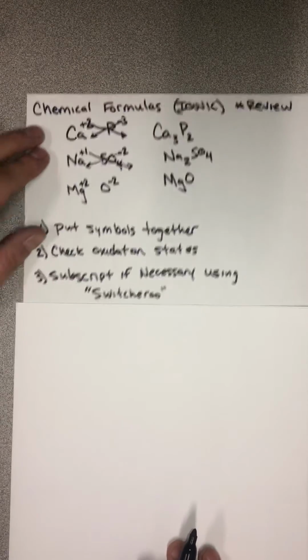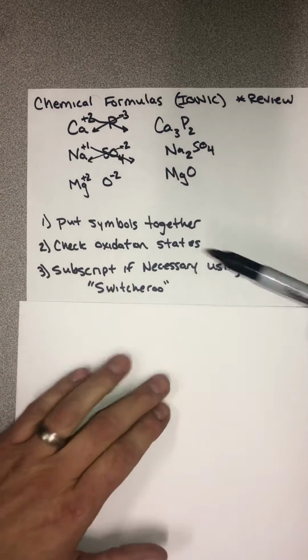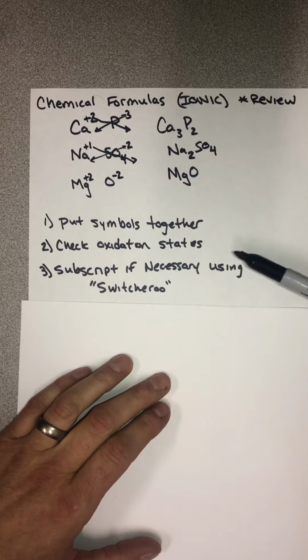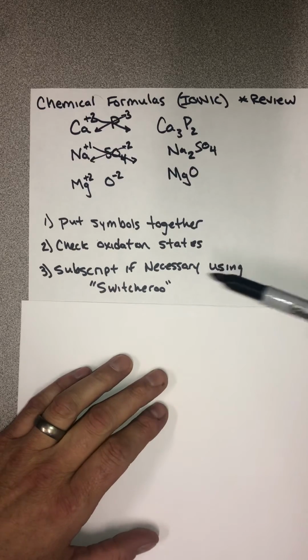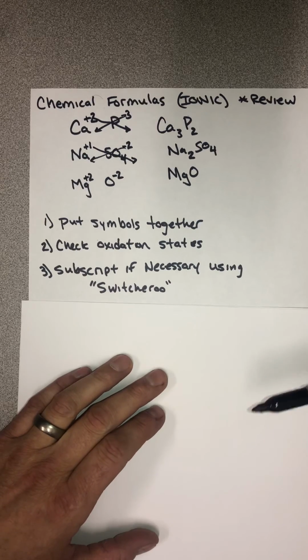Okay, so the steps you should take to remember how to do this. Number 1 is just put the symbols together. 2, check on the oxidation states of each of the 2 ions. And then if you need to, subscript them. Use the switcheroo rule if you need to.